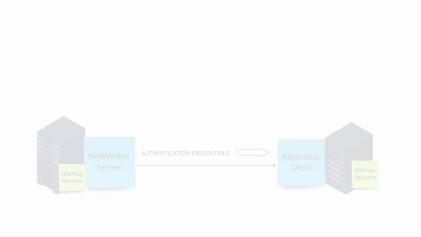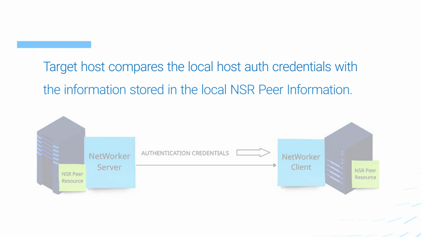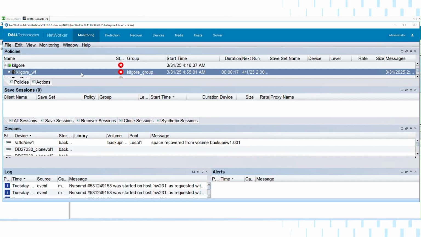Then it does a comparison of that peer information and the authentication information, and if the information matches, an SSL connection, so a secure connection, is created between the two machines because the peer information matches. If the peer information doesn't match, then the communication is cut and dropped between the two hosts, and there is no further communication. If there is no NSR peer resource on the target machine, then a new one will be created based on the credentials which are sent across as part of the authentication mechanism.